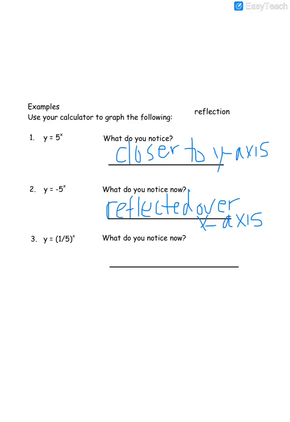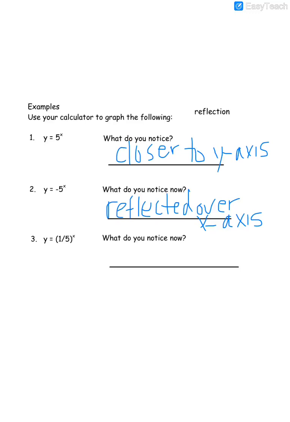Let's say I put in y equals, and I'm going to do a third one now. And this time I'm going to do in parentheses the reciprocal of 5. So it's 1 divided by 5, close parentheses, caret x. And then I'm going to hit the graph button.